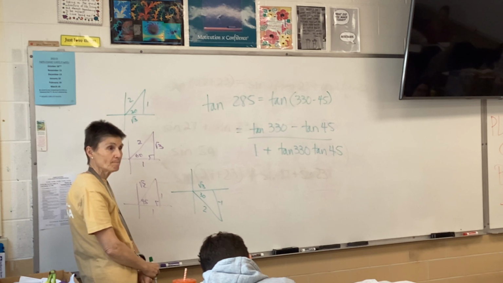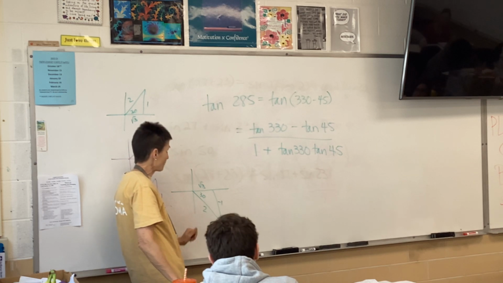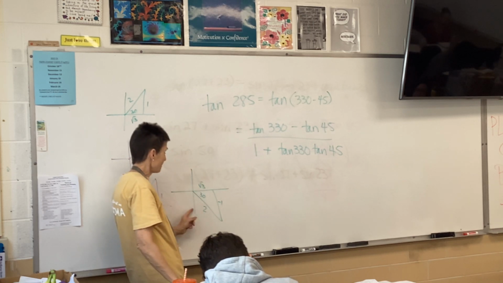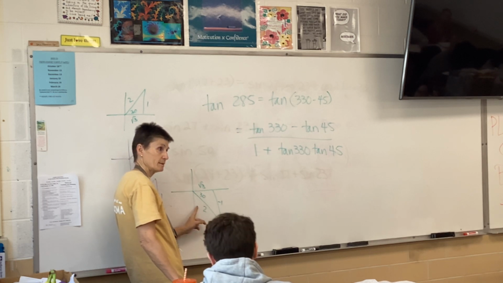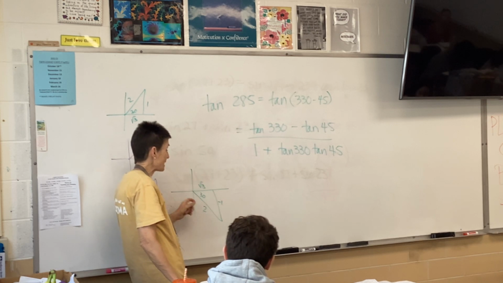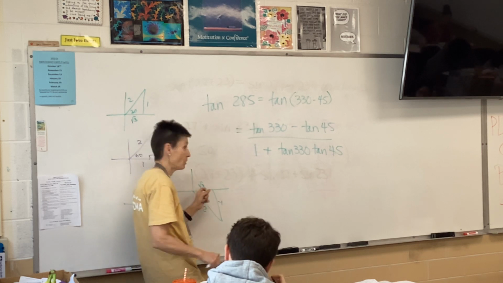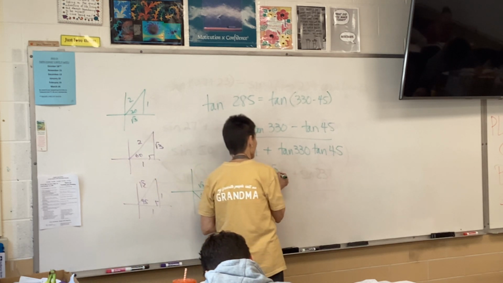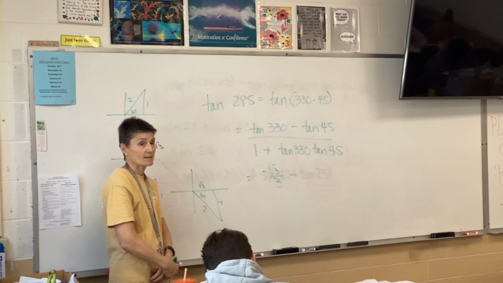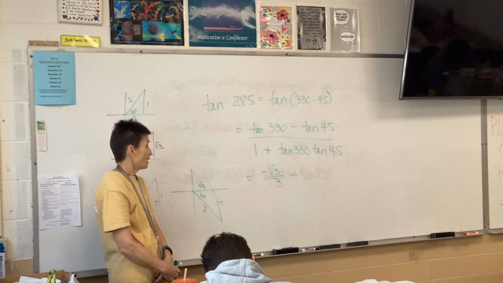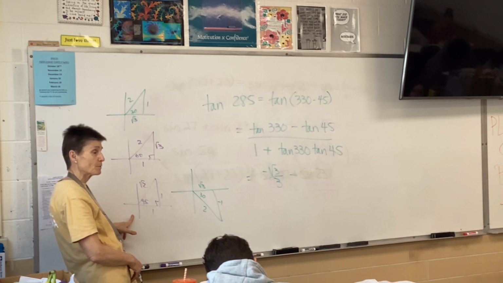Is that okay with everybody? Now, I went ahead and drew my 30-degree triangle in quadrant 4. 330 looks like this. Would everyone agree with that? They're good with that? So what's the tangent of 330? Negative 1 over root 3, or I would say negative root 3 over 3. At some point you have to rationalize, so I just do it as I go. What about the tangent of 45? 1.